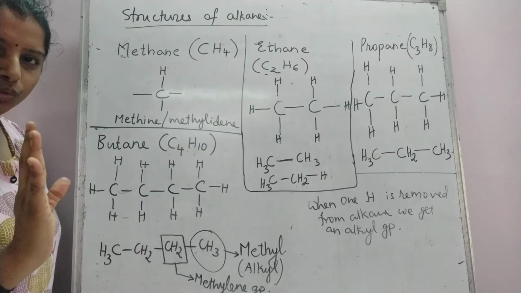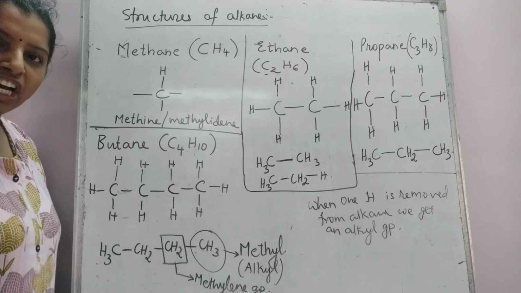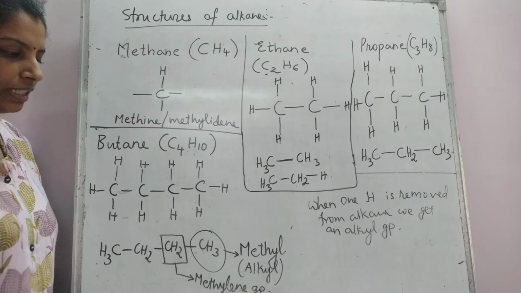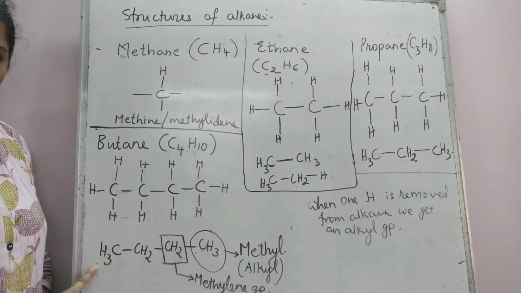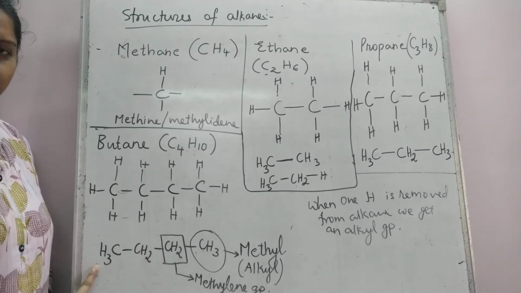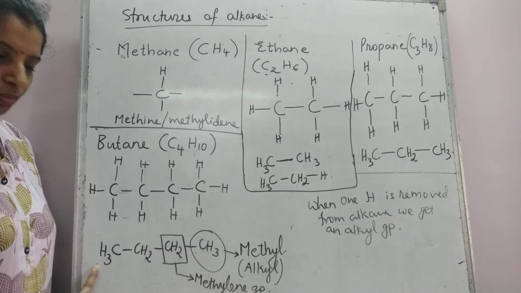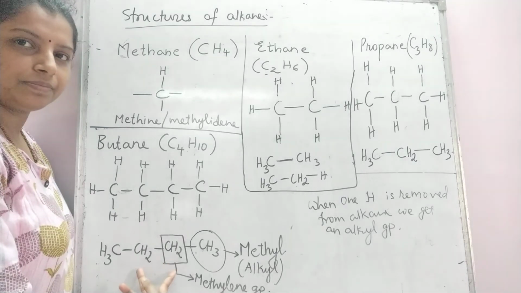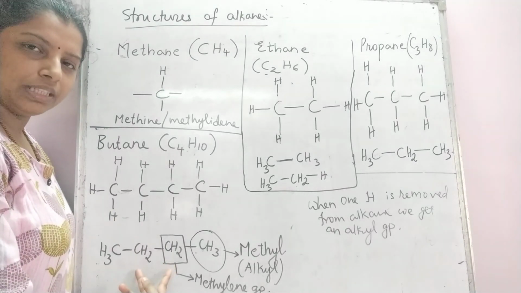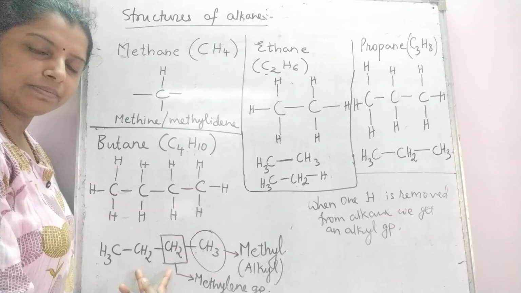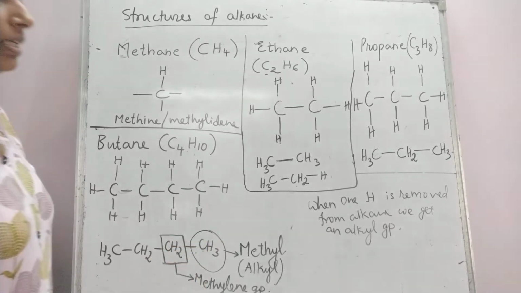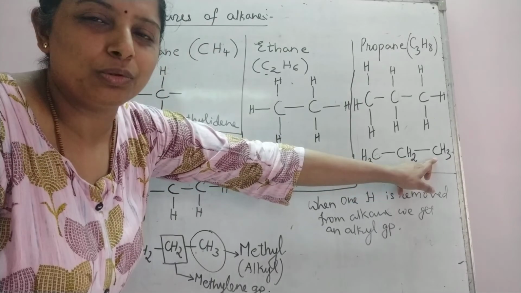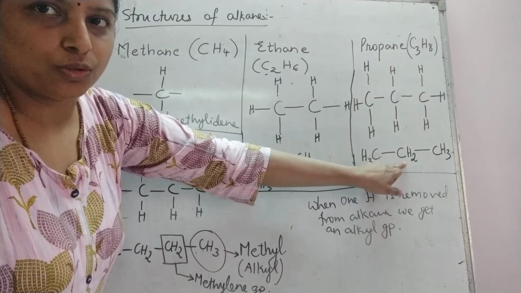Now if I ask you, in butane, how many methyl groups are there? How many methyl groups, CH3 groups? How many are visible? 1 and 2. In butane there are 2 methyl groups. How many methylene groups are there? 2 methylene groups are there. Is it okay? Now how many methyl groups are there in propane? In propane there are 2 methyl groups. How many methylene groups? 1 methylene group, 1 CH2 group.